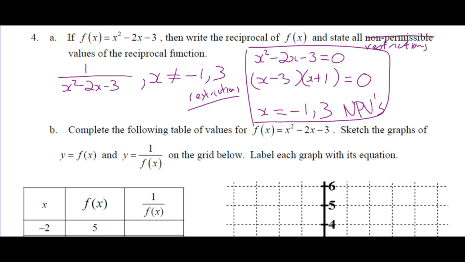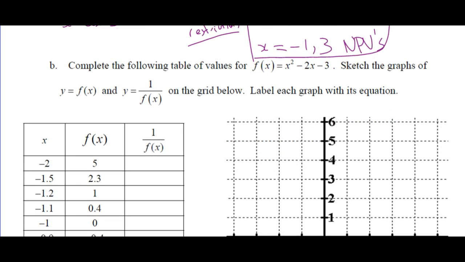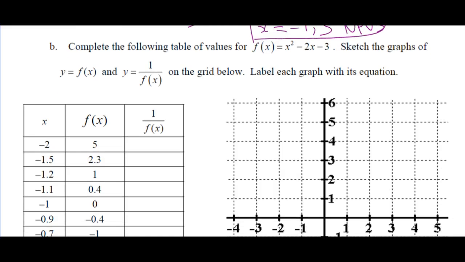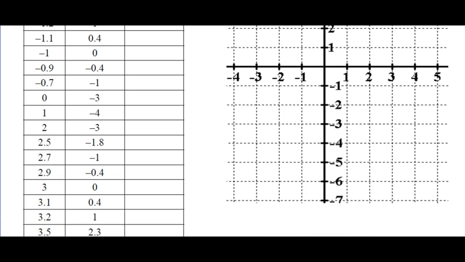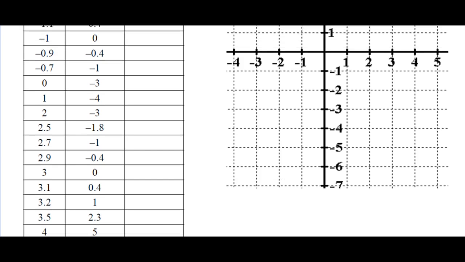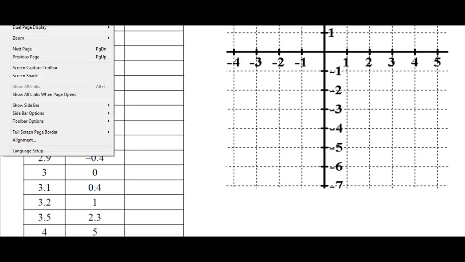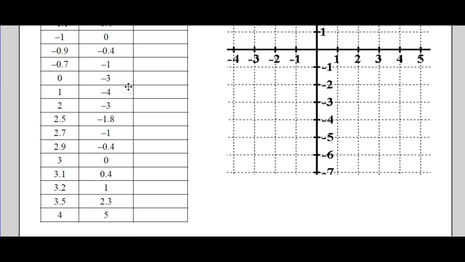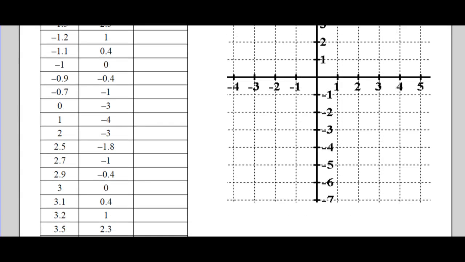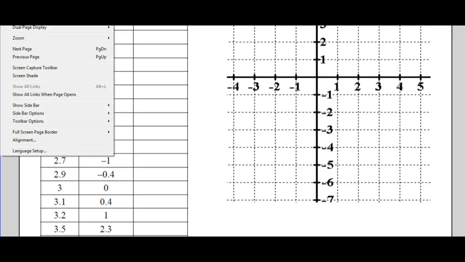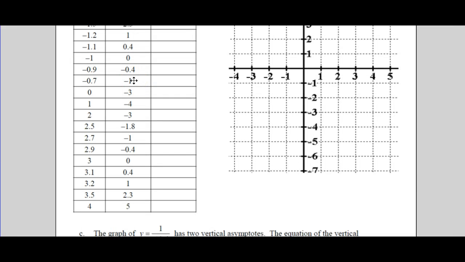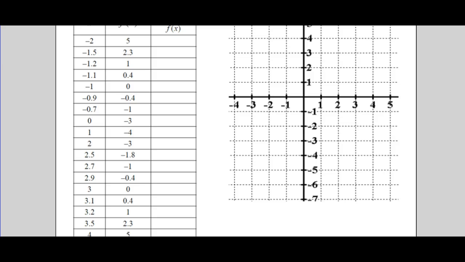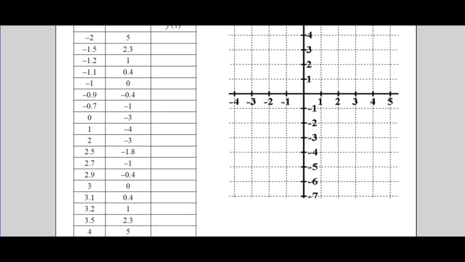Complete the following table of values for f of x equals x squared minus 2x minus 3. Sketch the graph and label each graph with its equation. I'm going to have to shrink this a bit to fit it all. View, zoom, 150? Nope, 125. Yeah, that'll do. At least they gave us the x squared minus 2x minus 3.